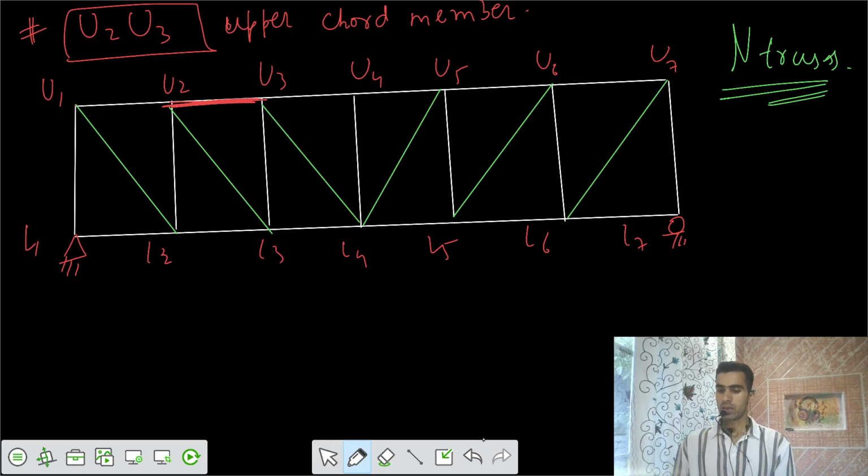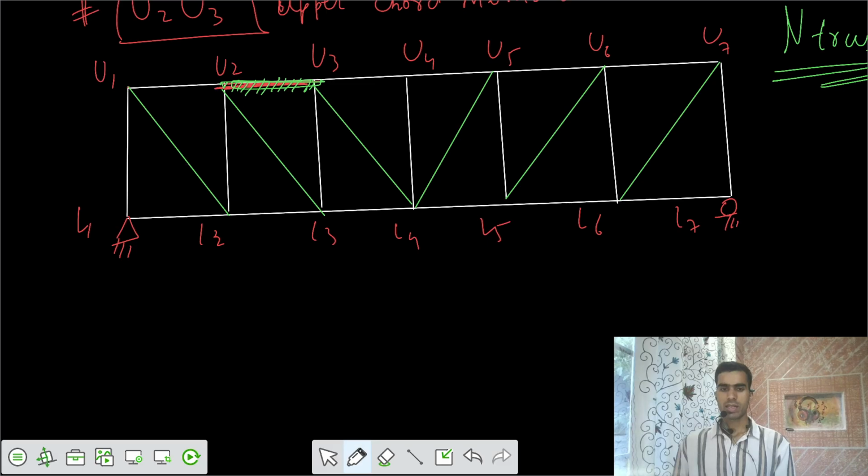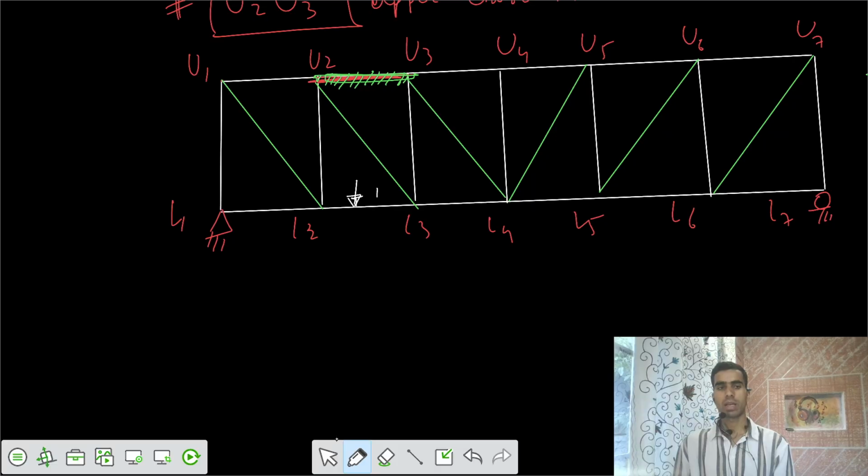Okay. Now we need to get the member force ILD for this member U2, U3. So we have to apply that. Let's say the loading is from the bottom; the loading is through type. We can assume it. Loading is going in this fashion.